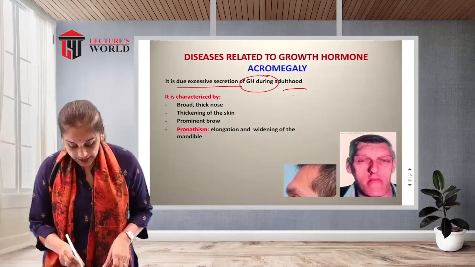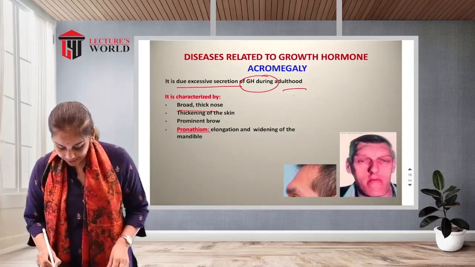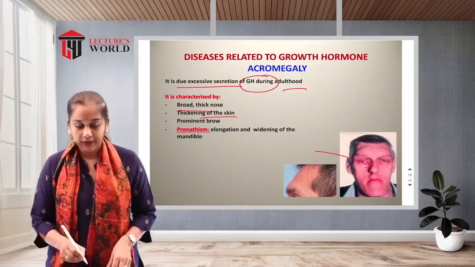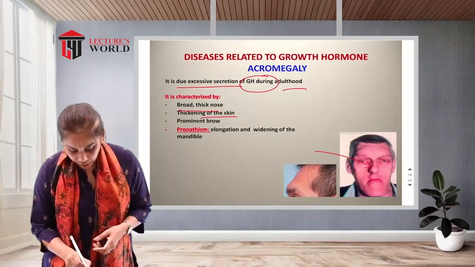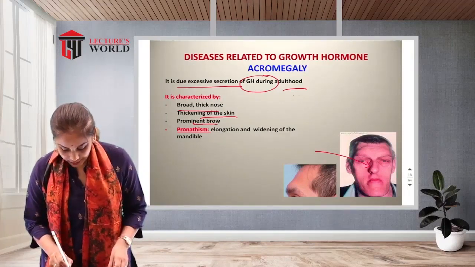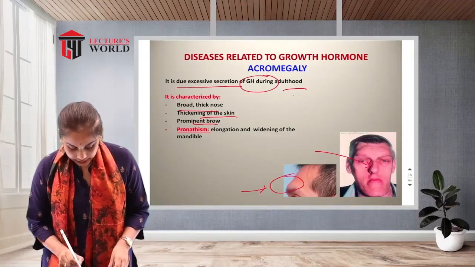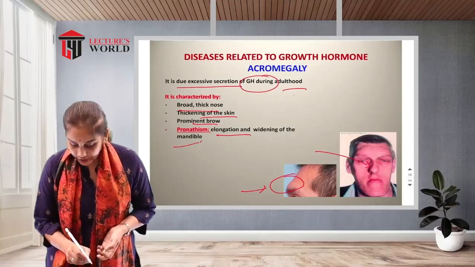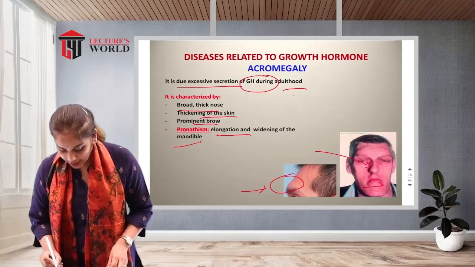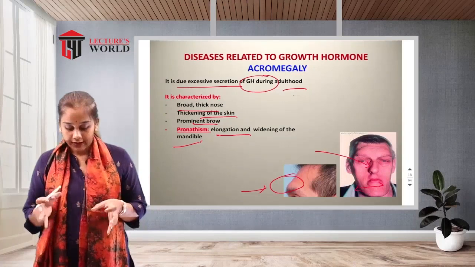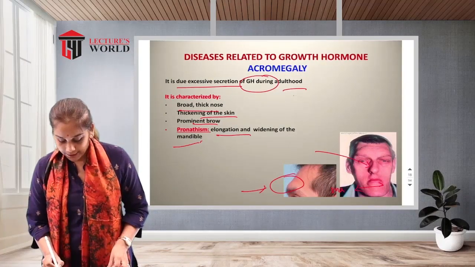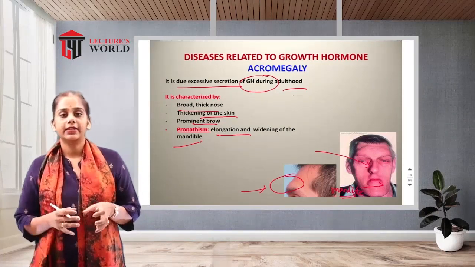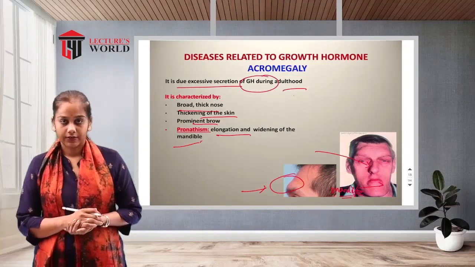It is characterized by a broad thick nose. You can see this is the broad and thick nose. Then thickening of the skin. Then prominent brows. See, this is the prominent brow area. Then prognathism, that is elongation and widening of the mandible. You can see this is the prognathism, elongation and widening of the mandible bone. So these are the characteristics of acromegaly.